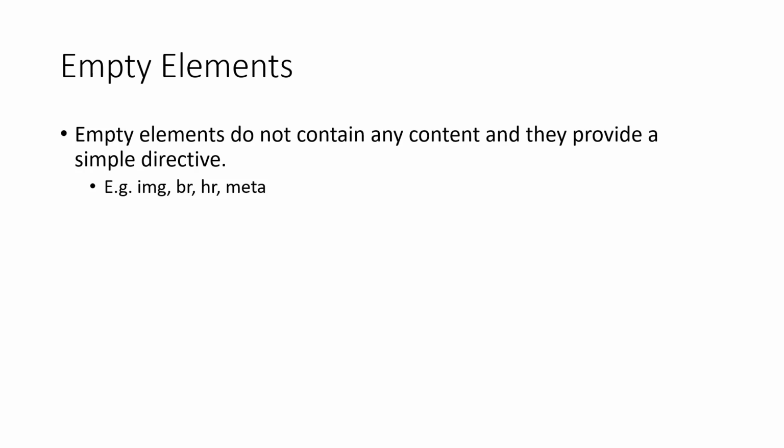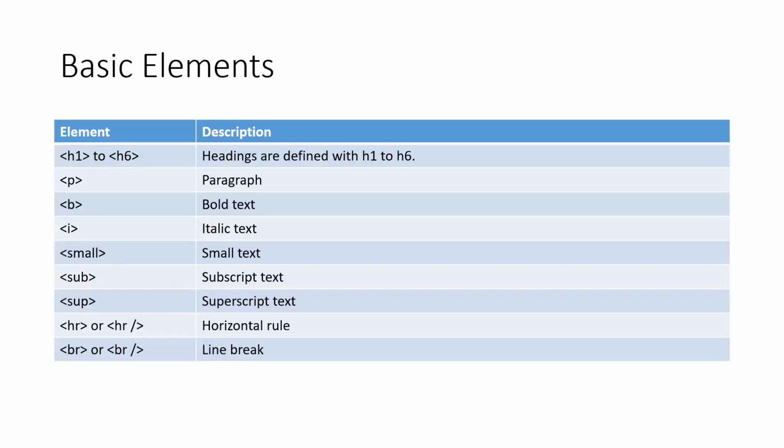So I told you that some elements have an opening and an ending, but some tags like image, line break, horizontal rules, as well as the meta tag, don't have any ending tag. So usually we say these are empty elements, which means they don't have any content, right? Because the content is included within the tag itself. Right. So this lists some of the important basic elements we have discussed.